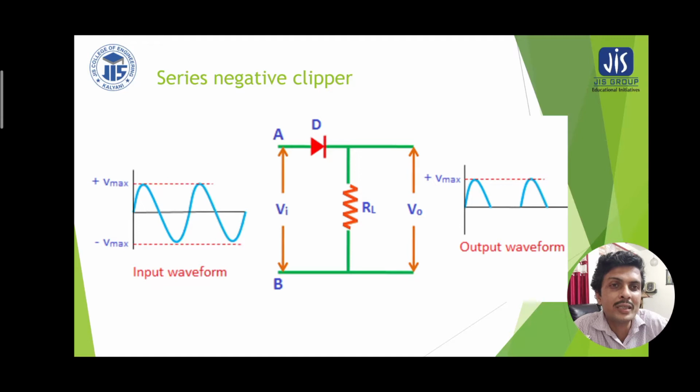Here again the input signal is initially 0 volt and gradually it is rising, so the diode is on. Whenever there is a positive cycle, the diode is on, and when the negative cycle starts, the right side is 0 volt and the left side falls below 0 volt, so the diode is off. For the negative cycle the diode is completely off, so it is a half wave rectifier type of circuit. The negative cycle will not appear at the output, therefore it is a negative clipper circuit, and it is a series negative clipper circuit because the diode is connected in series.